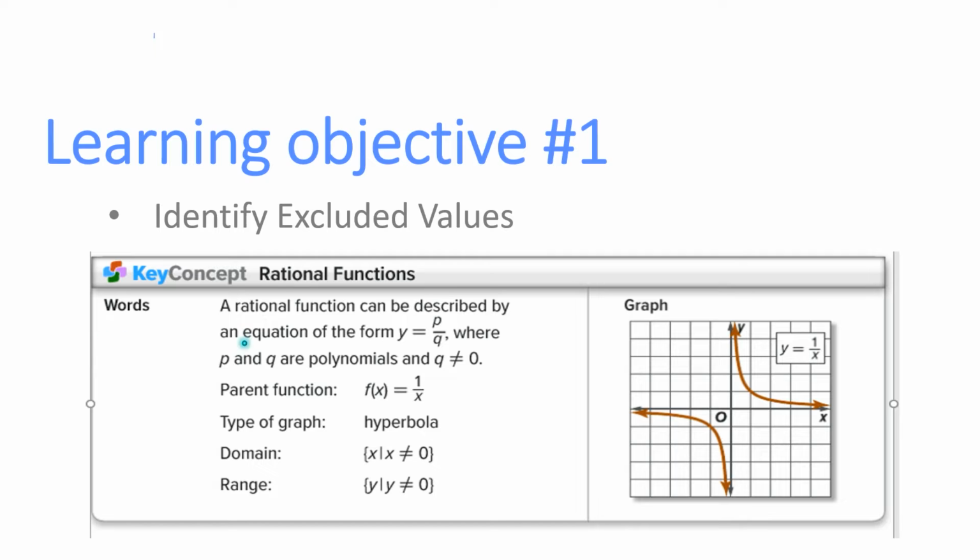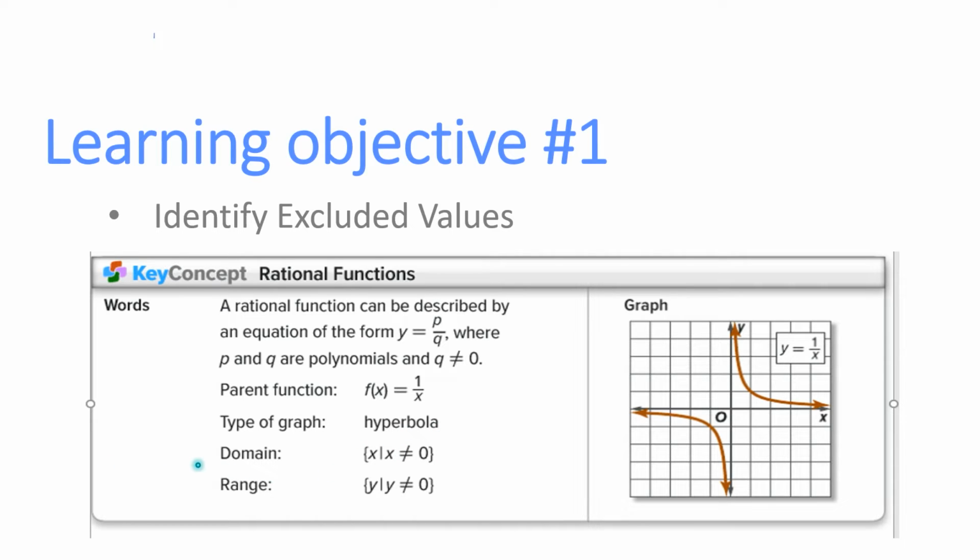Here is the definition of rational function, which we have already discussed. Now let's see the general form of the parent function. The parent function of rational functions is of the form f of x equals 1 over x, where x not equals 0. What type of graph do we get for rational functions? The graph of a rational function is known as a hyperbola.